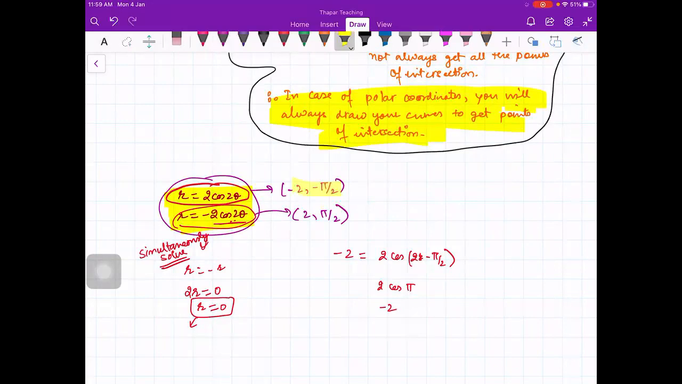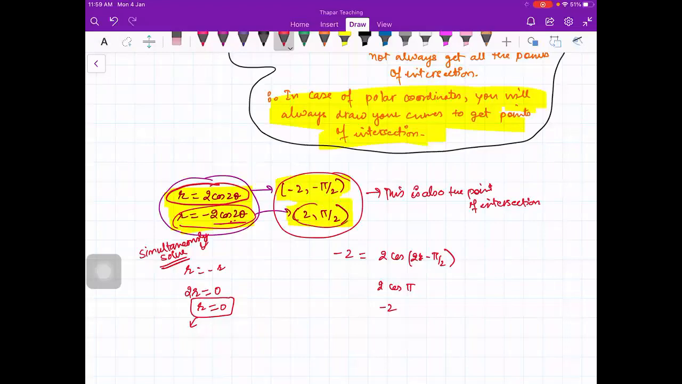So these are the same points. Okay, these are the same points. So that is why this is also a point of intersection. But you are not getting it by simultaneously solving the equations, because the same point sits on this curve with this name and on this curve with this name. That is why it is not showing up when you simultaneously solve.